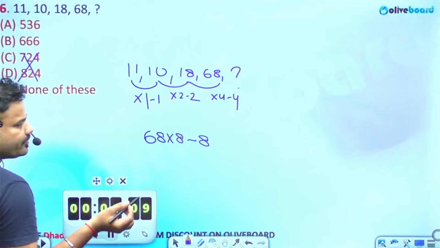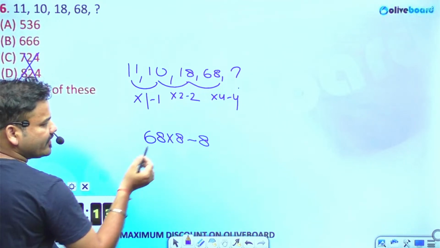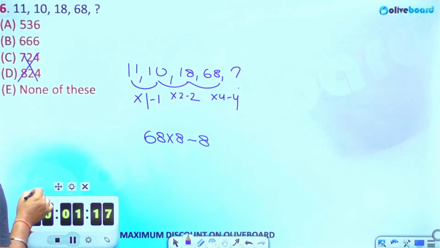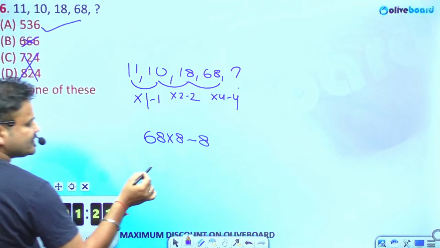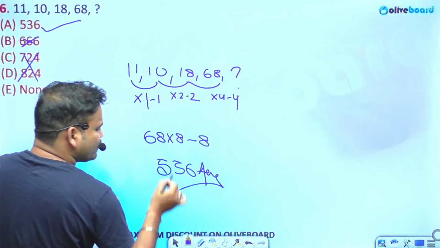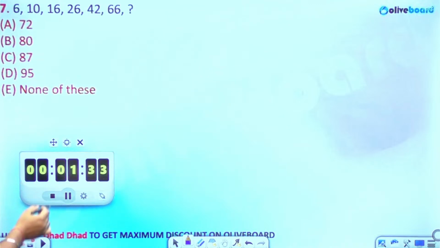Or go for the unit place digital sum. 6 plus 8 is 14. 14 means 5. 5 into 8 is 40. 40 means 4. 4 minus 8 is minus 4. That is 5 will be the unit place. So this is eliminated. So this is your answer, 536. See, on solving this, what you are getting is 536. So this is an easy calculation, but always remember that you can eliminate the options via digital sum as well. Next question.